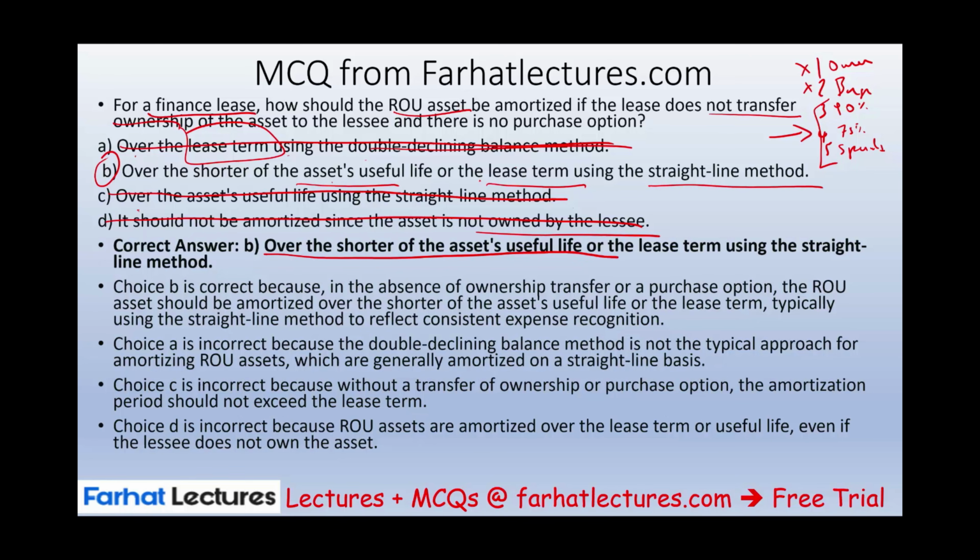Over the shorter of the asset useful life or the lease term using the straight line. Now remember, if it's a finance lease because of points 1 and 2, the ownership transfer and the bargain purchase, it's the asset life. We just look at the asset life because we are going to own the asset.